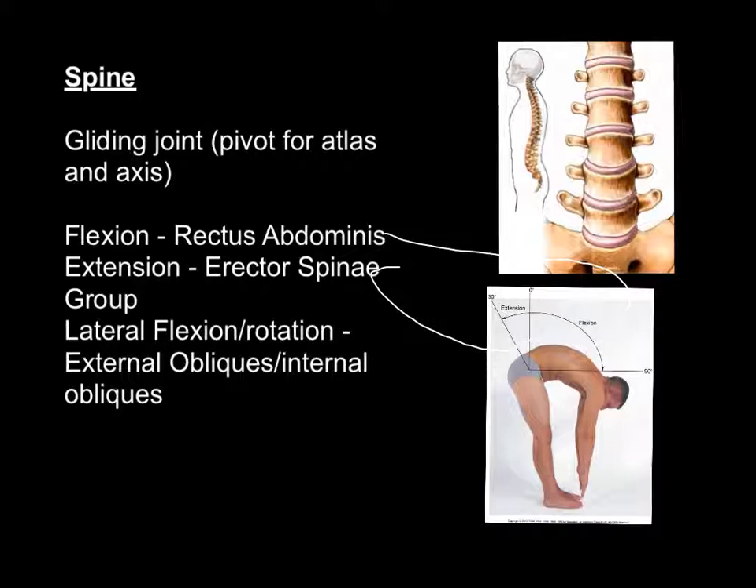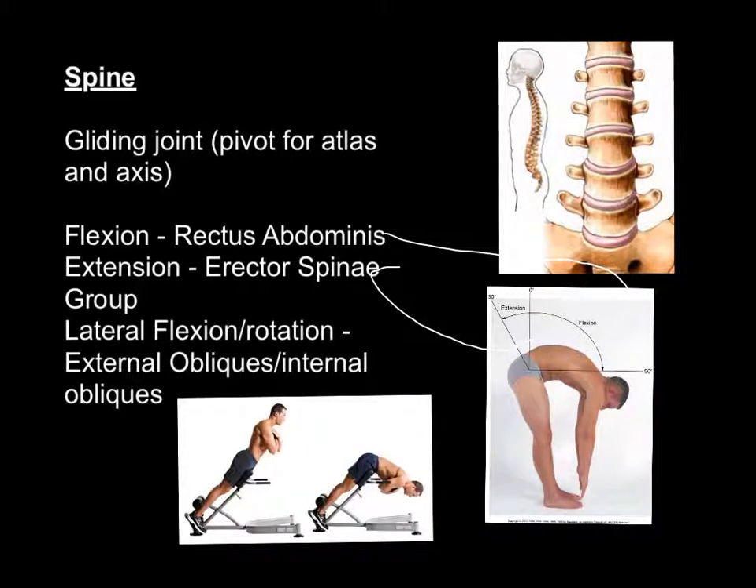Spine extension is caused by the erector spinae group, which are the muscles that line your back and allow spine extension to take place in movements such as the bridge, which was a good example, or a back extension exercise which can be carried out in the gym. And finally, lateral flexion or rotation is caused by the obliques, the external and internal obliques. So those are the not too difficult, but 3 movements you do need to know in preparation for your exam.